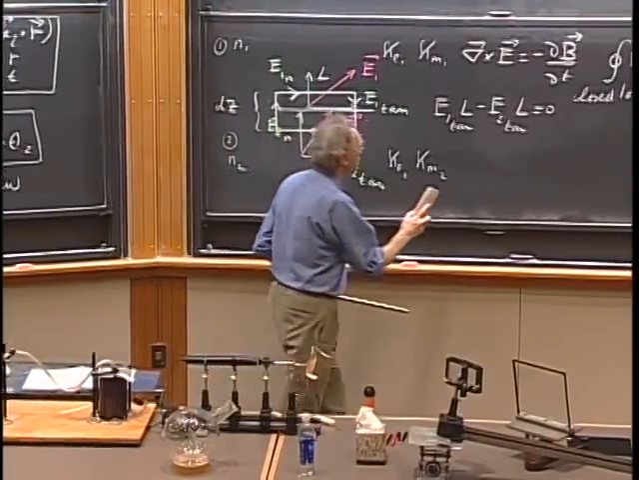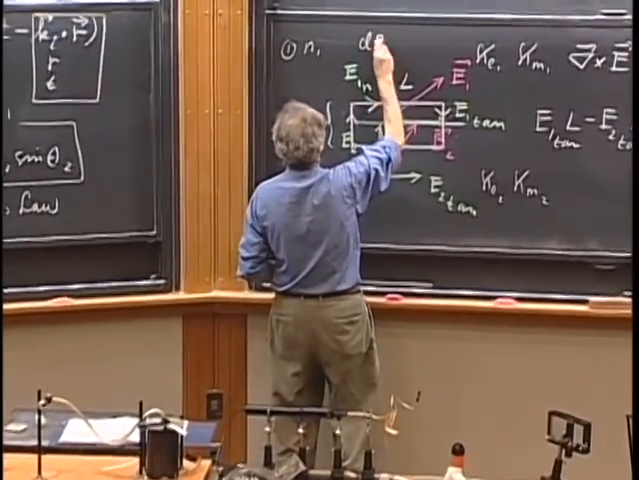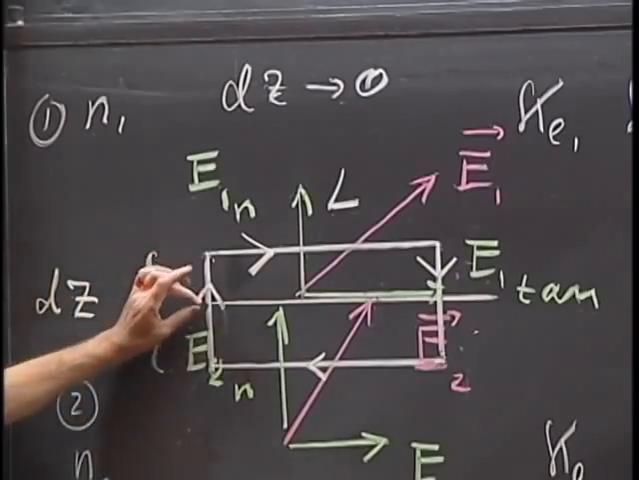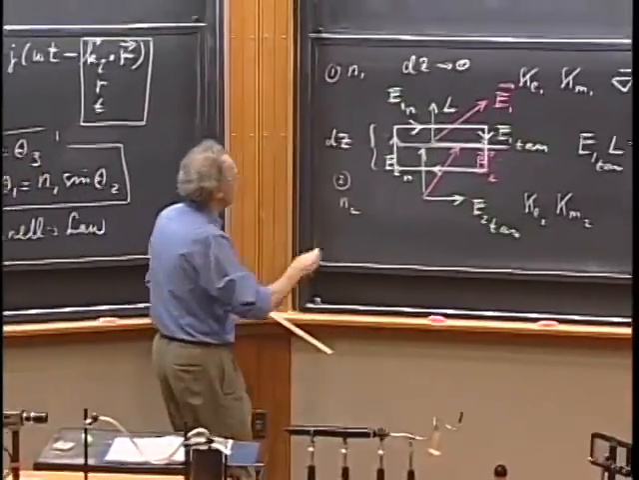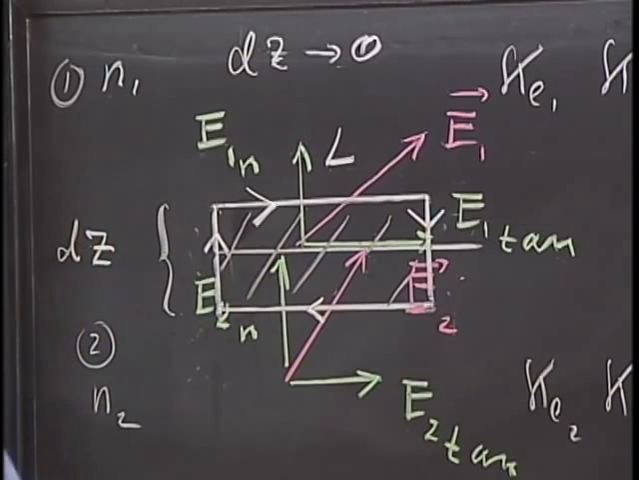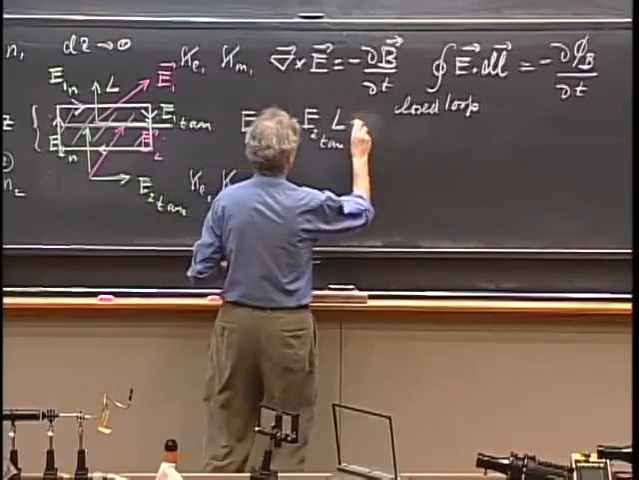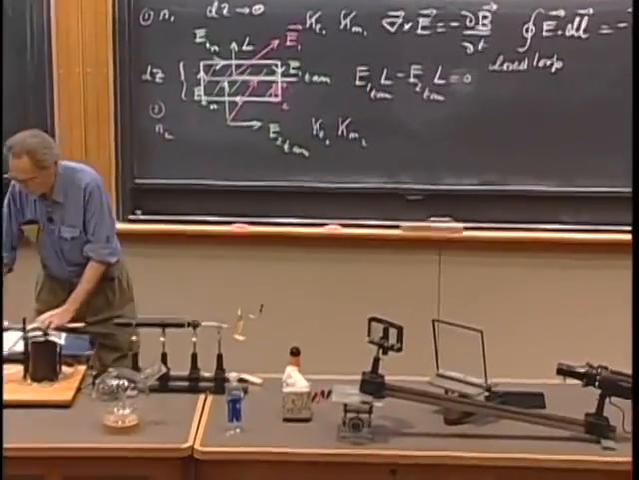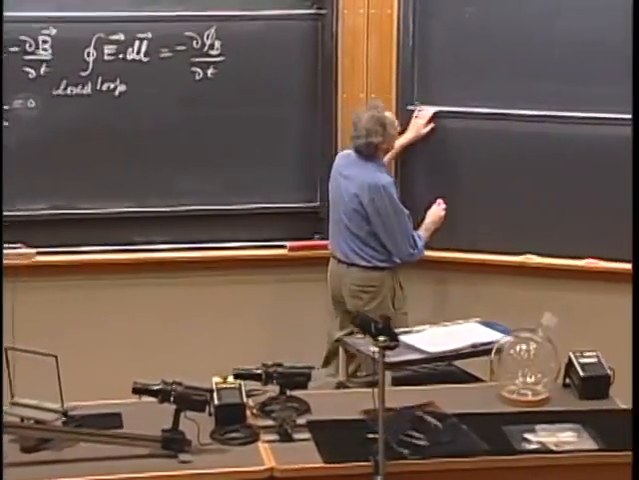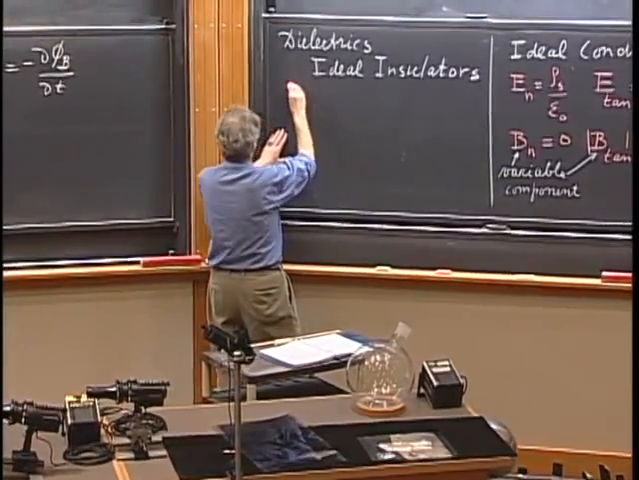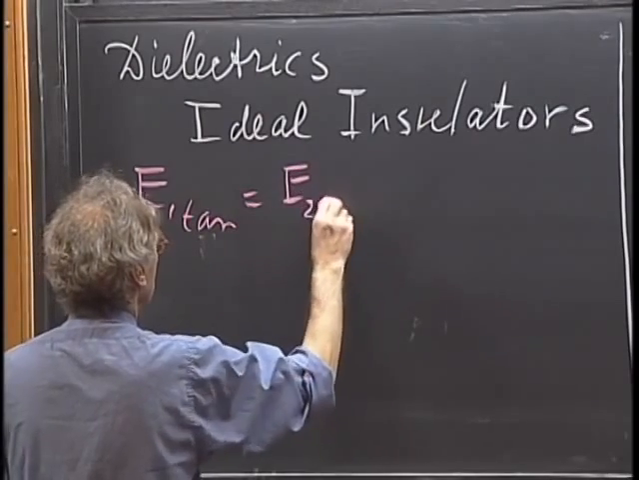So now this is minus d phi dt. But now I'm going to make dz 0. That is always the trick we do when we go to the boundary. We must make this 0 because we want to know exactly what changes at the boundary. So we make dz 0. But once you make dz 0, the surface here, that is the surface through which I want to measure my change in magnetic field, goes to 0. So this part goes to 0. And so now you see that this equals 0. And now we have derived our first boundary condition. And the first boundary condition then for a dielectric is the following, that E1 tangential equals E2 tangential.